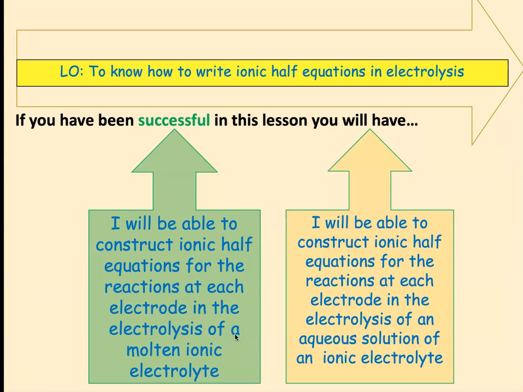Okay, let's look at our success criteria. So we just have 2 in this one. We want to be able to construct ionic half equations for reactions when the electrolysis is of a molten ionic electrolyte, and we want to be able to construct ionic half equations when the electrolysis is of an aqueous solution of an ionic electrolyte.